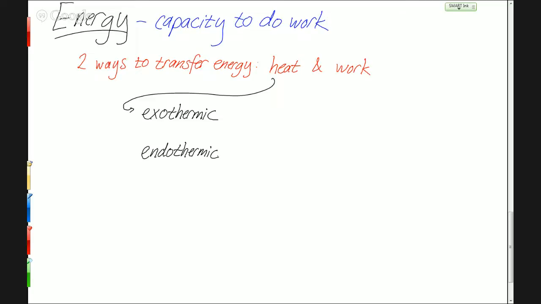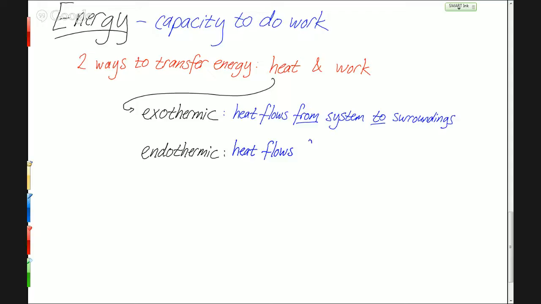So an exothermic process is one that releases heat to its surroundings. So that's a process where the heat is flowing from something to the surroundings. And the way that we say that in chemistry is heat flows from the system to the surroundings. Often in chemistry, the system is the molecules or the chemicals that we're dealing with, and the surroundings is everything else, the solvent, the container, the air, everything that's not the chemicals. And so in an endothermic process, it's the opposite. Heat flows from the surroundings into the system.